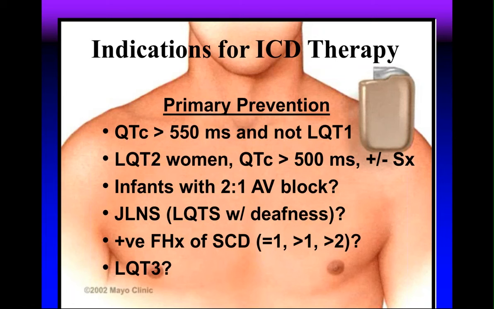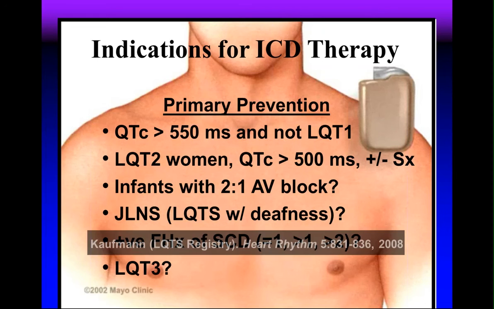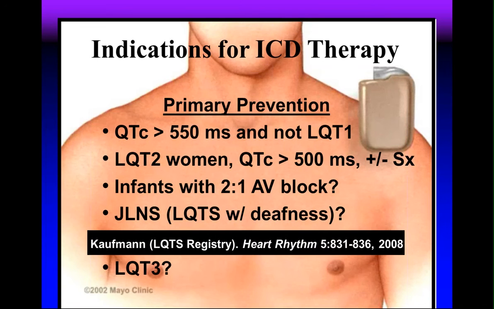Importantly, the last two must come off the screen. We have to stop using family history of sudden death as a personal risk factor for an ICD decision. It's not a personal risk factor. Emotional, yes. Evidence, no. And the reflex between LQT3 and ICD is lightning fast, and we need to try to slow that down.